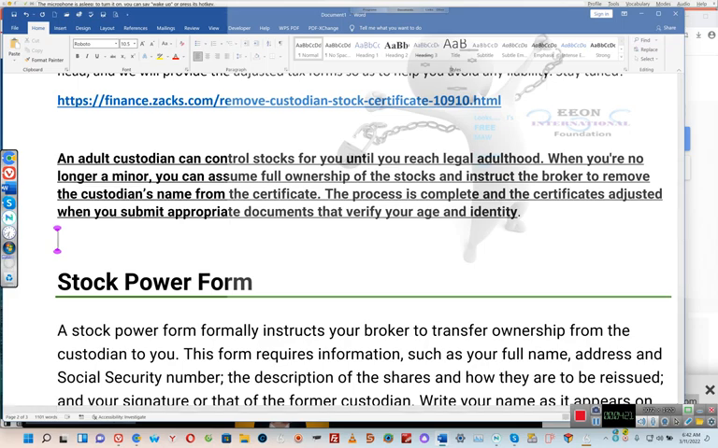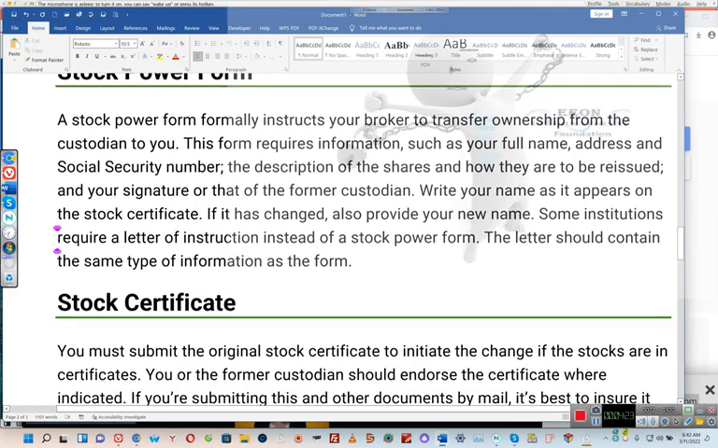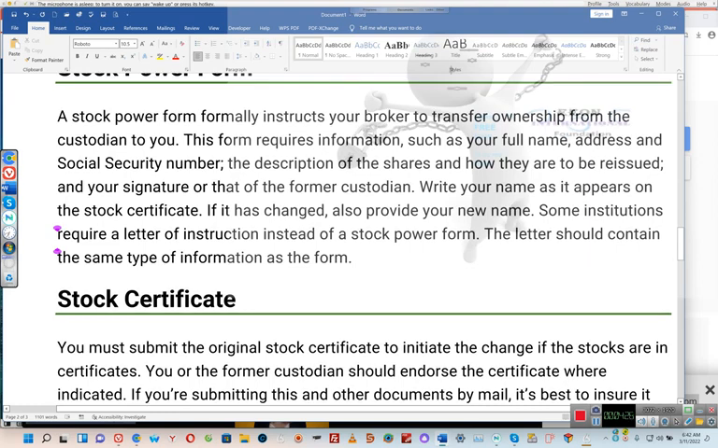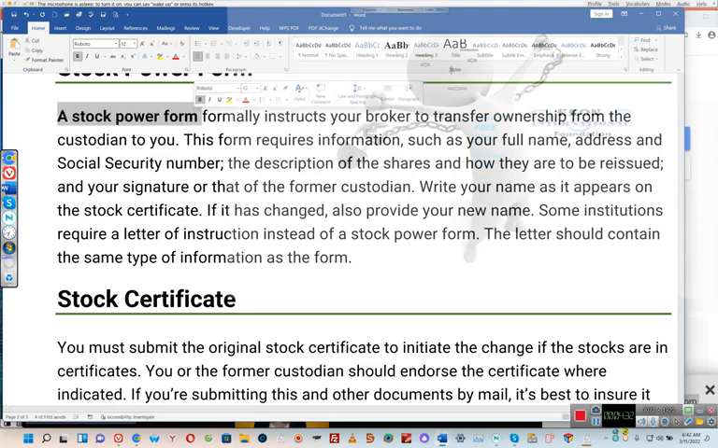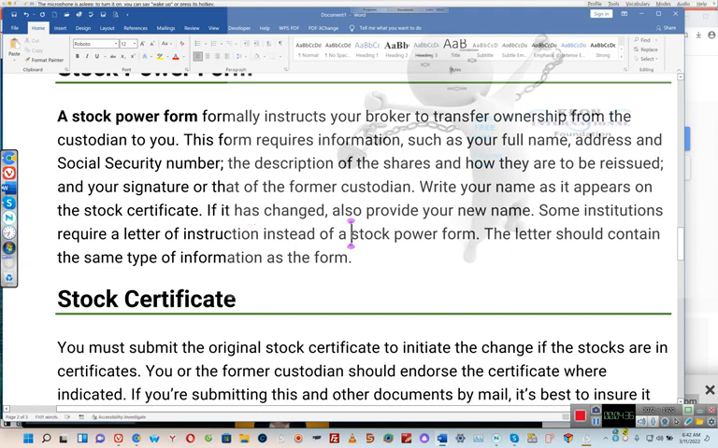Stock Power Form. A Stock Power Form formally instructs your broker to transfer ownership from the custodian to you. This form requires information, such as your full name, address and social security number, the description of the shares and how they are to be reissued, and your signature or that of the former custodian. Write your name as it appears on the stock certificate. If it has changed, also provide your new name. Some institutions require a letter of instruction instead of a Stock Power Form. The letter should contain the same type of information as the form.